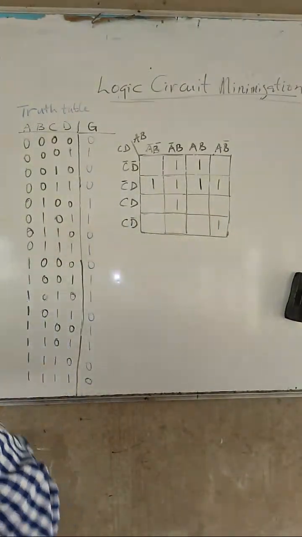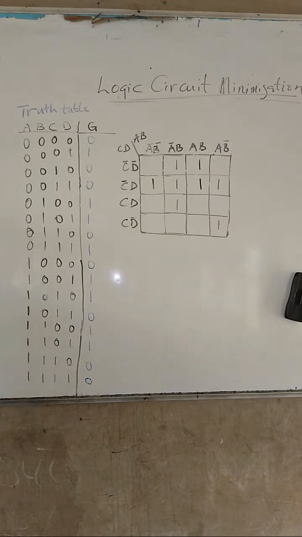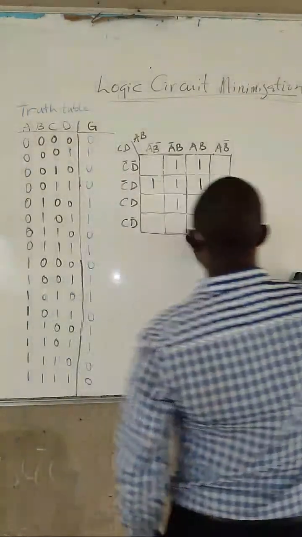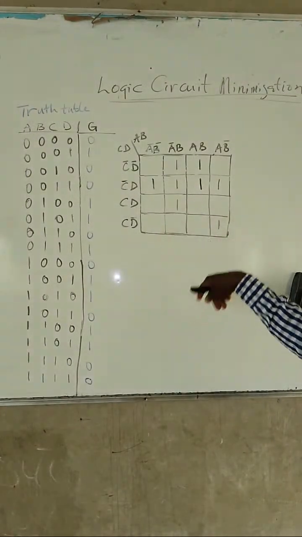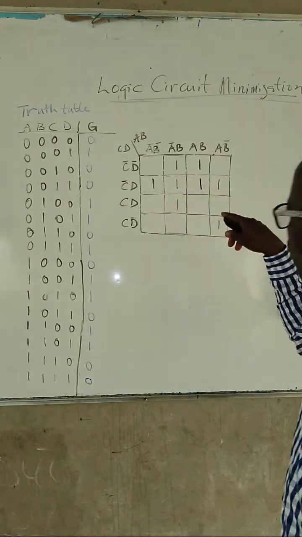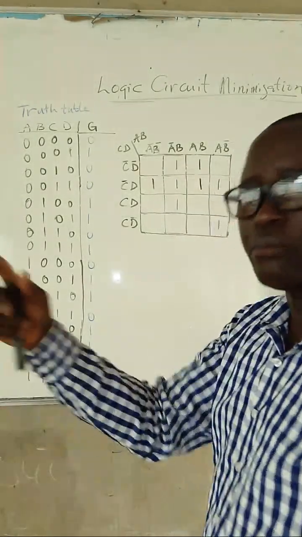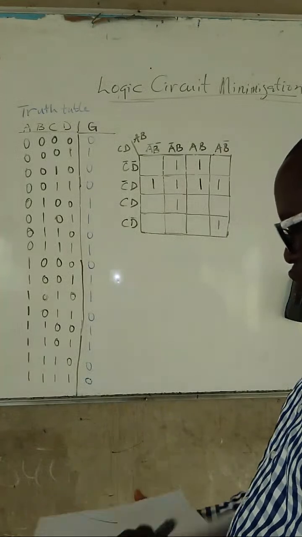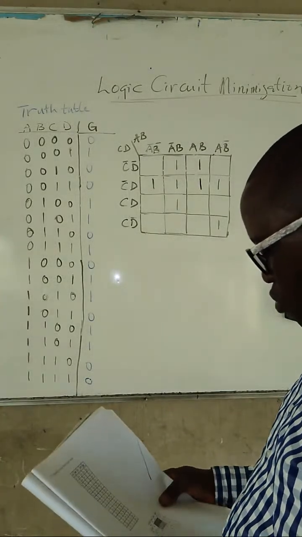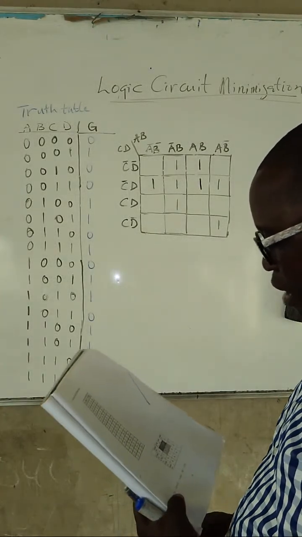So we have entered the ones into their respective positions in the Karnaugh map. The next thing is to circle them, mapping them according to the rules. Then we simplify it out. You circle them according to the rules, then you simplify it out.